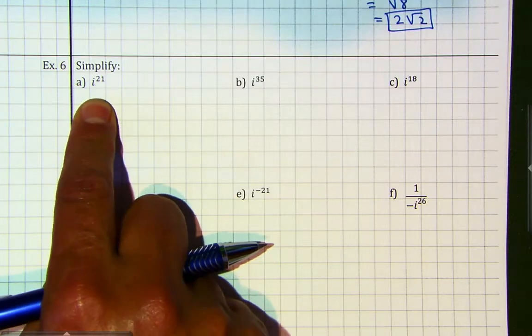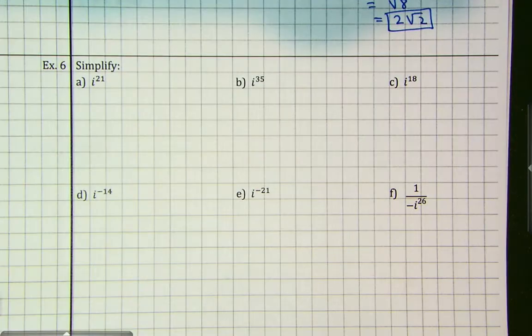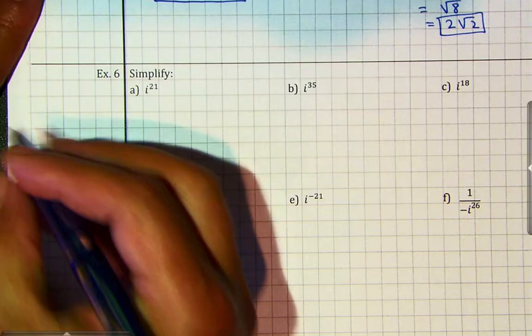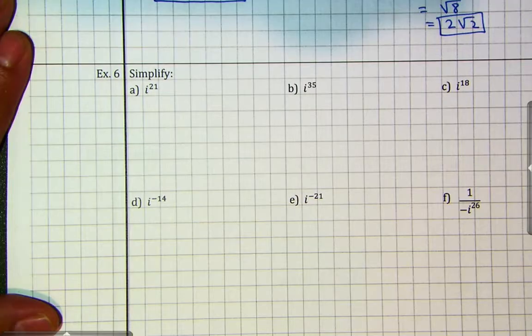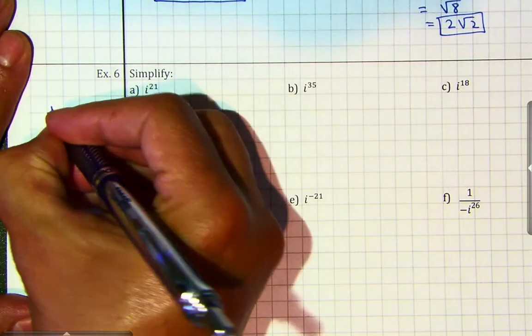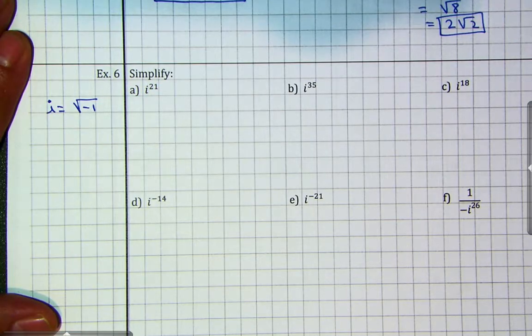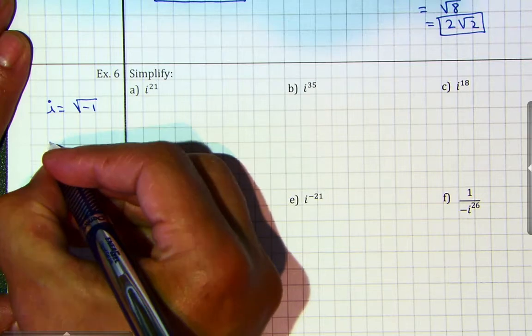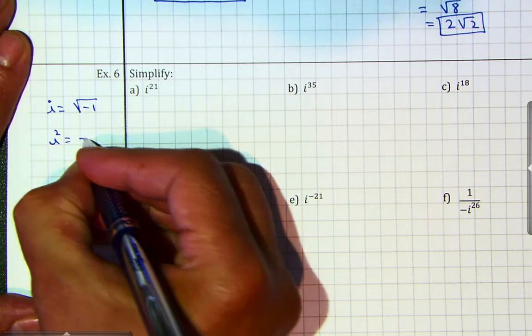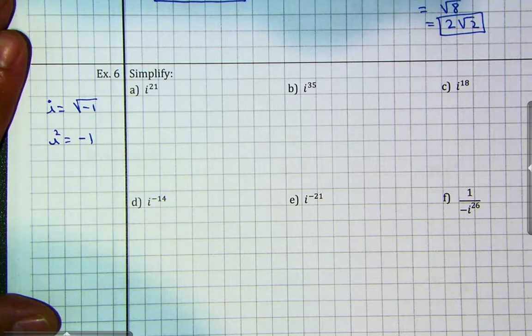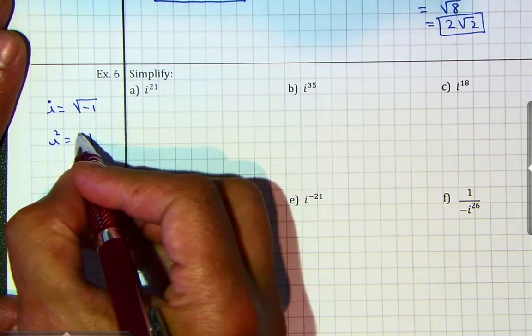I to the power of 21. So we know the following definitions. We know that i is equal to the square root of negative 1. If you square both sides, then you know that i squared equals negative 1. And we're going to be using this definition to be able to simplify.